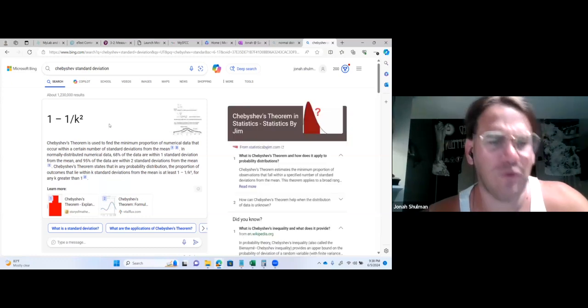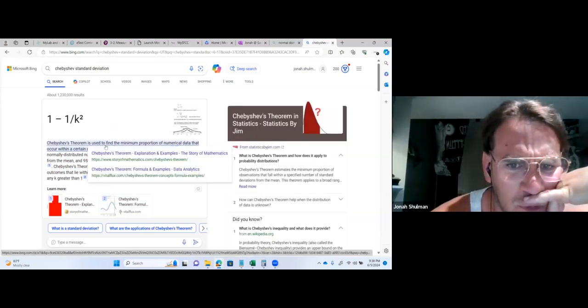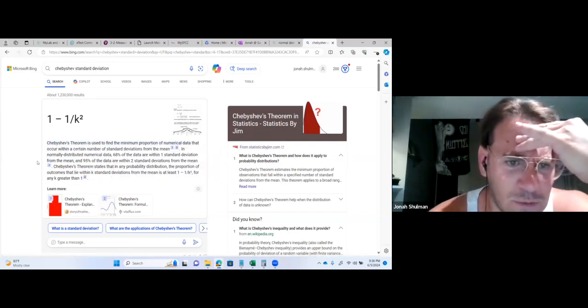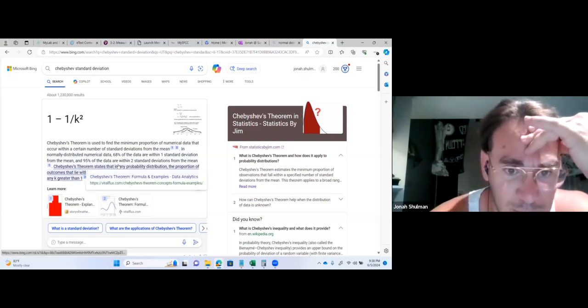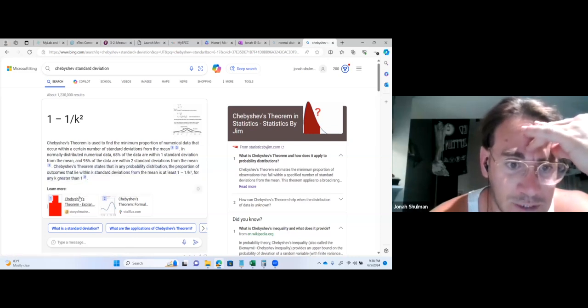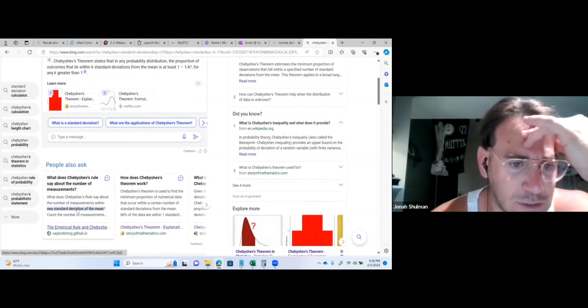It's 1 over k squared, used to find the minimum proportion that occurs within a certain number of standard deviations from the mean. Cool. In normally distributed data, it's 68% for 1 standard deviation and 95% for 2. The theorem states that in any probability distribution, the proportion of outcomes that lie within k standard deviations from the mean, for anything greater than 1. That's nice.